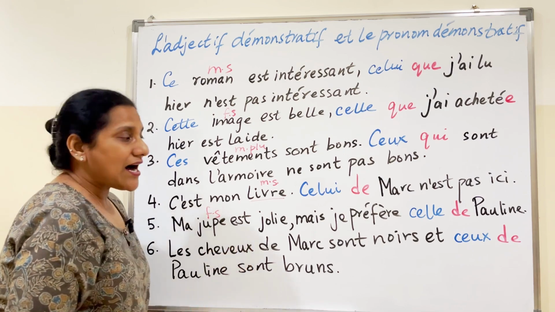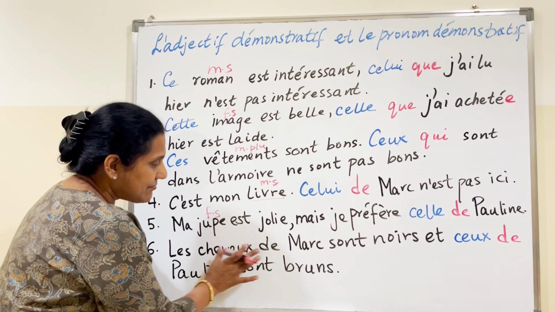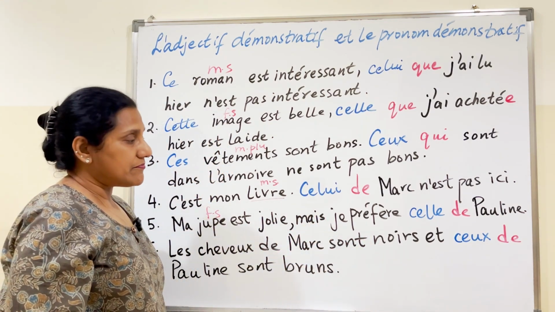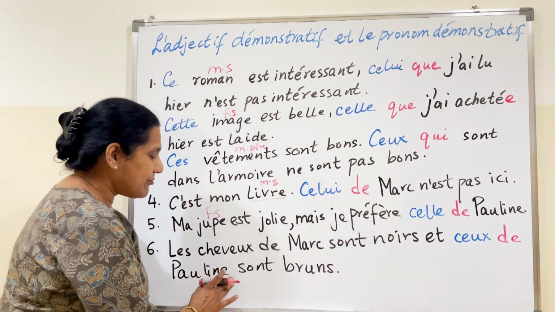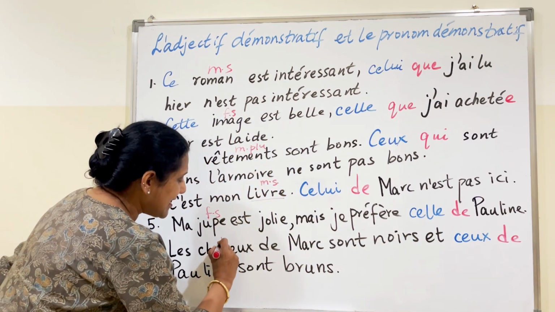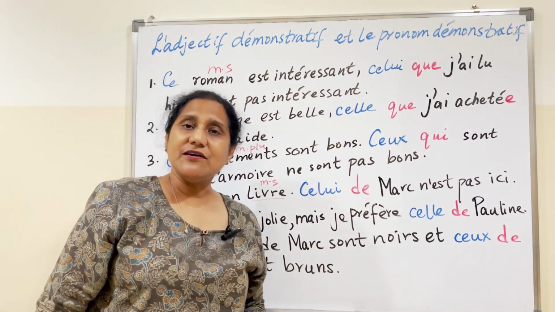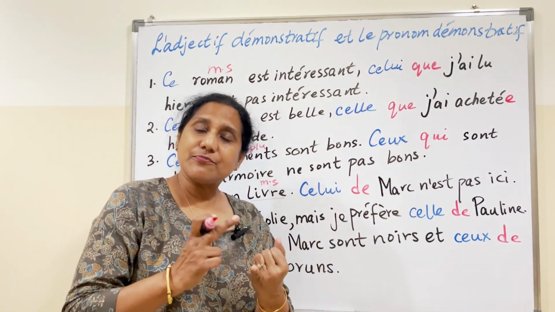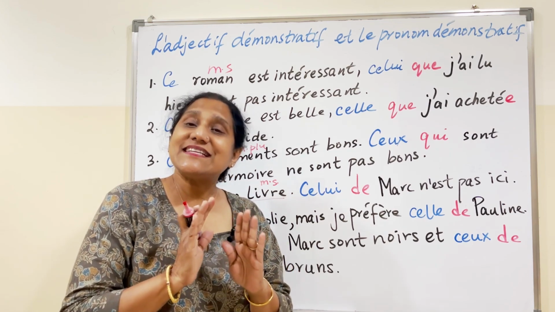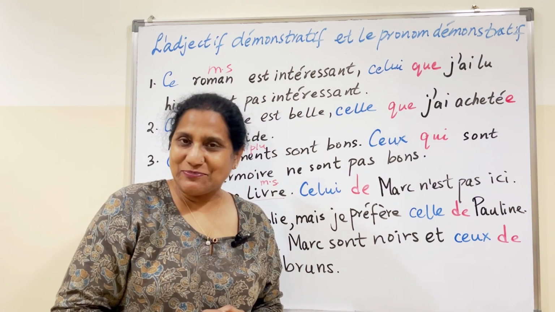Les cheveux de Marc sont noirs et ceux de Pauline sont bruns. The color of Marc's hair is black and the one of Pauline's is brown, right? Why ceux? Because cheveux is masculine and plural. So, over here we saw the demonstrative pronoun was already followed by qui, que, de. So, we did not add the suffixes -ci and -là. Let's look at some more examples.